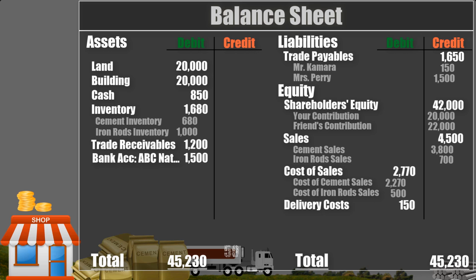You also pay 50 in cash for delivering the sale. We debit delivery costs and credit cash. To our next transaction, your credit customer pays the balance. He transfers the balance into your bank account. Therefore, we debit the bank account and credit trade receivables.